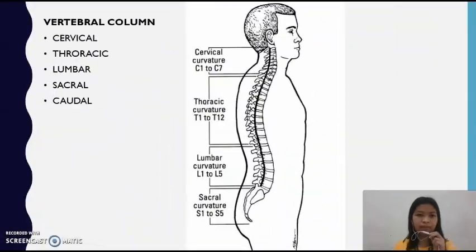Next, we have, ayan na, so vertebral column. So, in vertebral column, we have here a different regions. We have the cervical. Ito naman yung cervical. Ayan. So, 1 to 7. So, we have 7 bones for the cervical curvature. We have 1 to 12 thoracic. Ayan. So, 12 naman dun sa bones of sa thoracic natin na vertebral column. Sa lumbar natin, meron tayong 5 bones. And sa sacral natin, meron tayong 5 bones also.